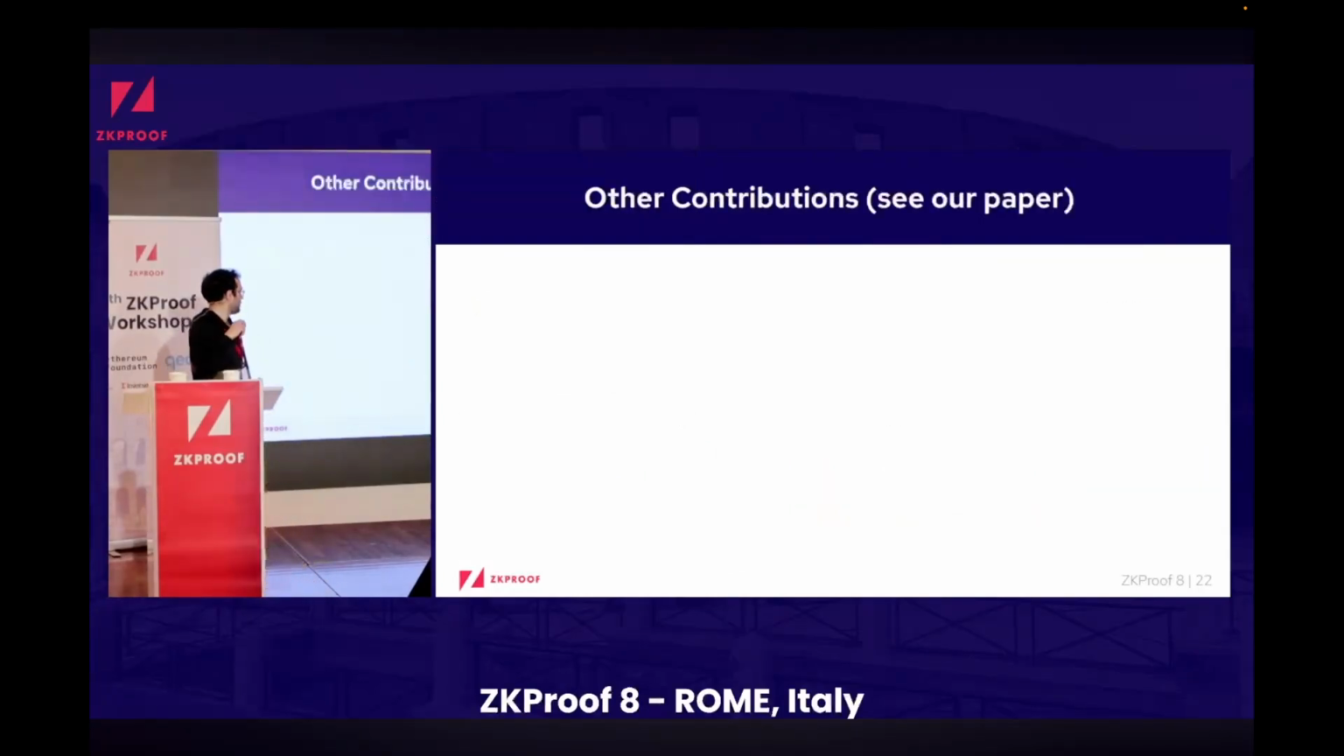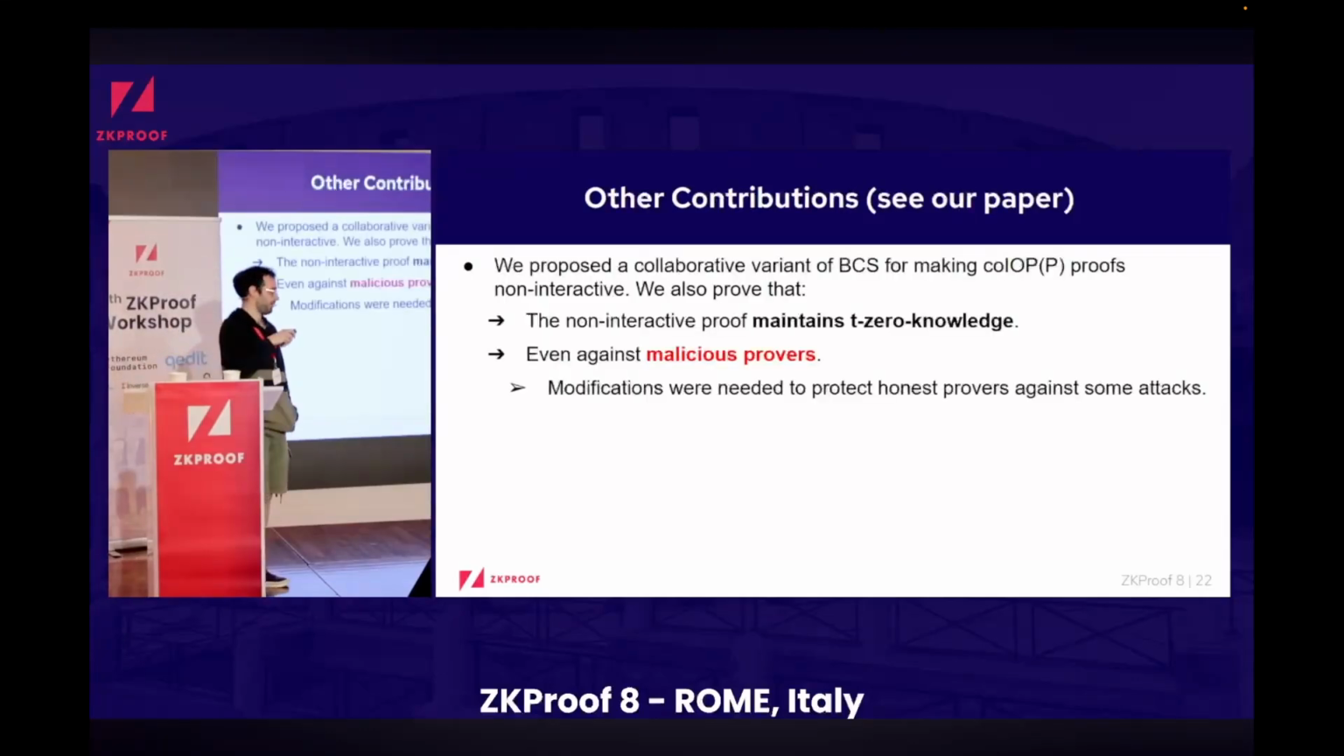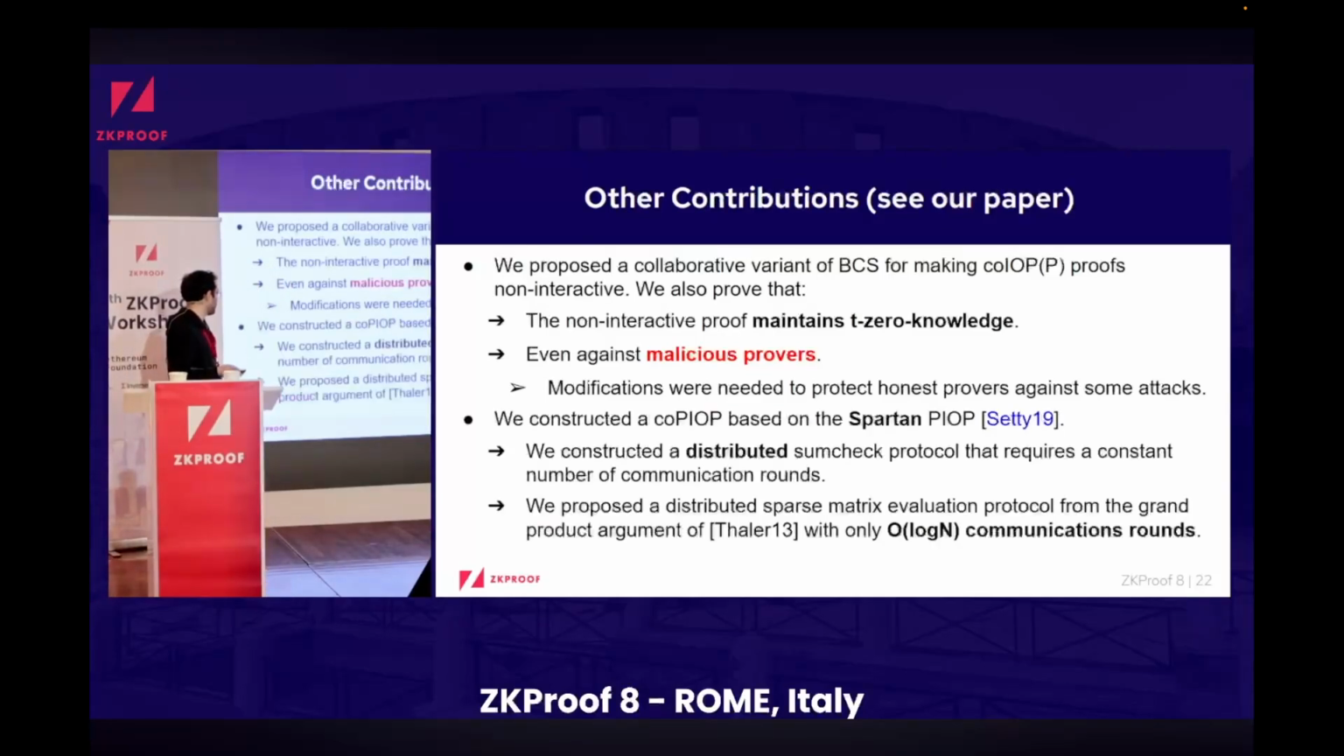Okay, so this is only part of our contributions. You can see the paper for a formal definition of co-IOPPs. Also, we saw how to make them non-interactive using a collaborative variant of the BCS. And interestingly, our construction is also secure against malicious provers. We had to make some modifications, because if we do it naively, then the provers might perform some attacks that violate zero knowledge. And also, we construct a co-PIOP based on the Spartan PIOP, as I told before.